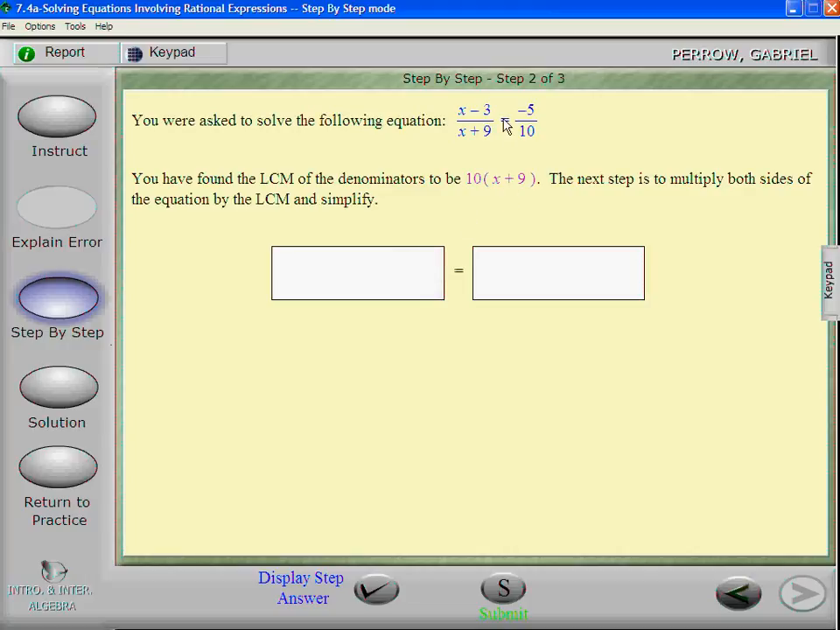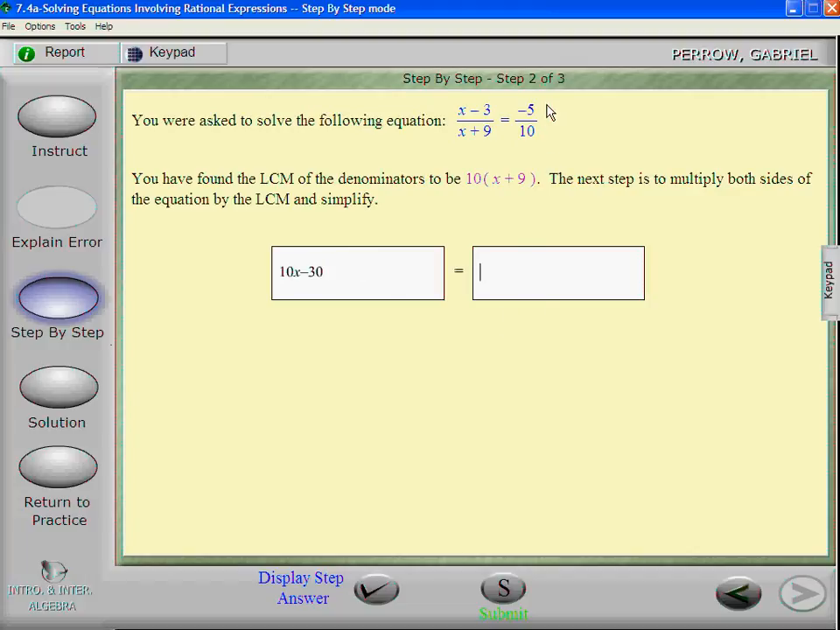And then if I multiply that on both sides, it's a little more basic than some of the questions we've been doing, because all we'd have to do is, on the left-hand side, multiply it. The x plus 9s would cancel, you'd be left with a 10, and the 10 would distribute in with the x minus 3 on top. So we'd get 10x minus 30.